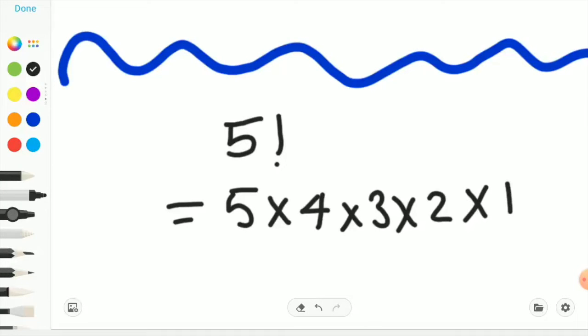There's a button on your calculator where you can put 5 and then the factorial button. On my calculator, I have to press shift and then the inverse button. Or you can do the expanded version, which is this. So 5 factorial is equal to 120.